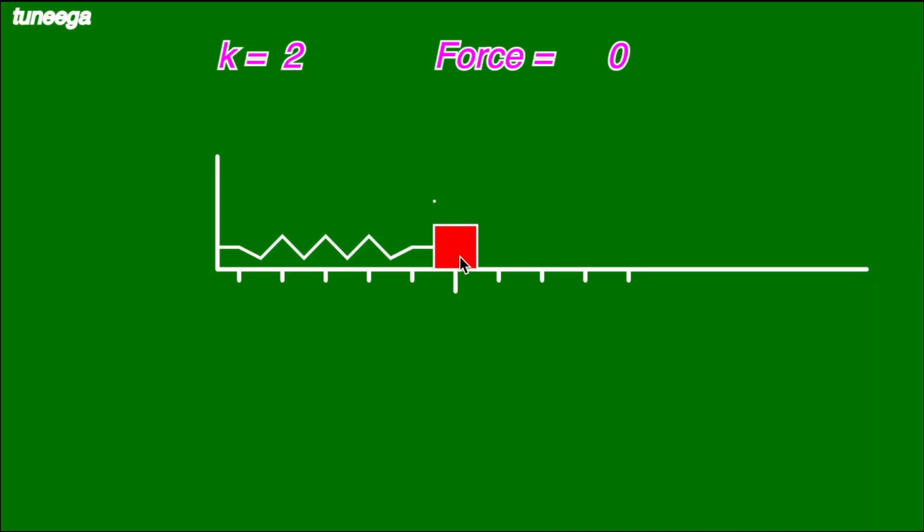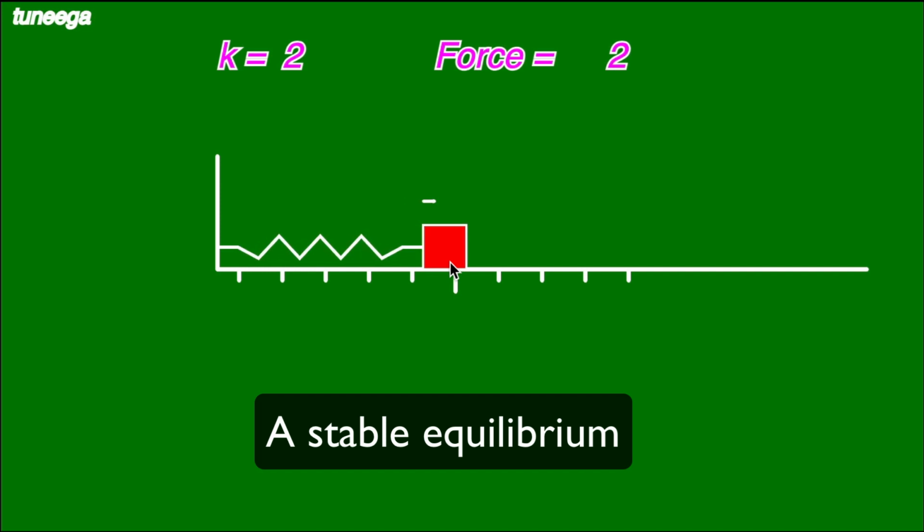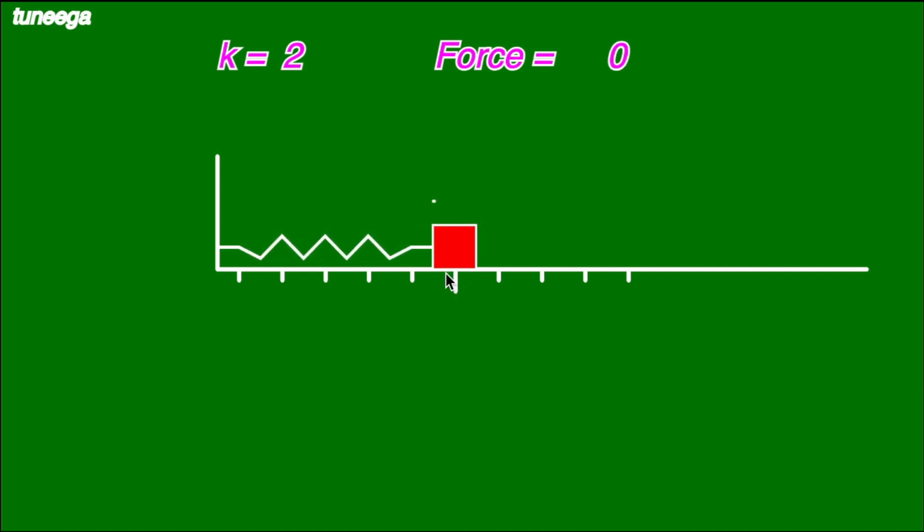Okay, let's see what happens if I push the block to the left. When I push the block to the left, the spring gets compressed, and once again the compressed spring pushing the block to the right exerts a force again towards equilibrium. So you have an equilibrium position, and if you push it to the right, there is a force pulling it back towards equilibrium. And if I move it to the left, there is a force pushing it back towards equilibrium. This is called a stable equilibrium. Now, a stable equilibrium is the first prerequisite for an oscillation.